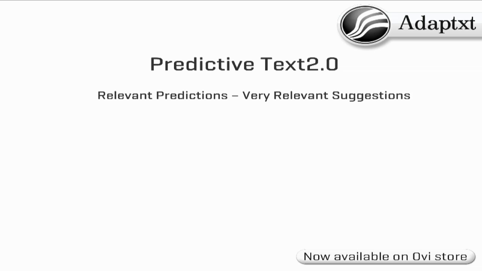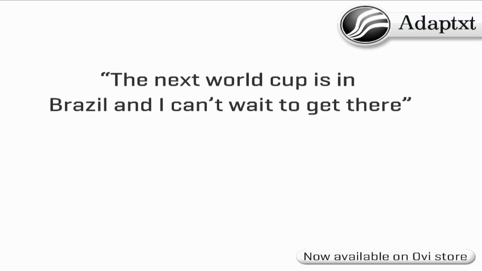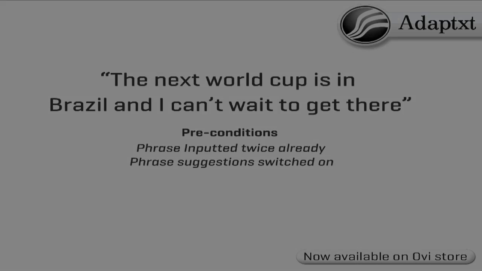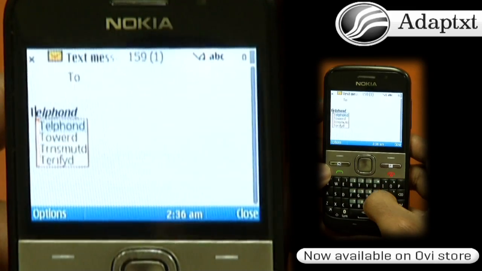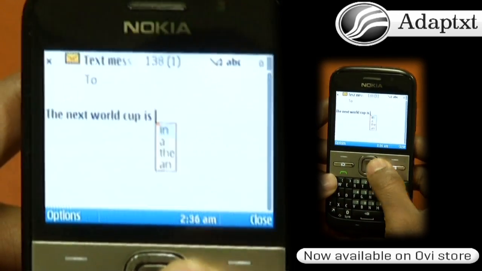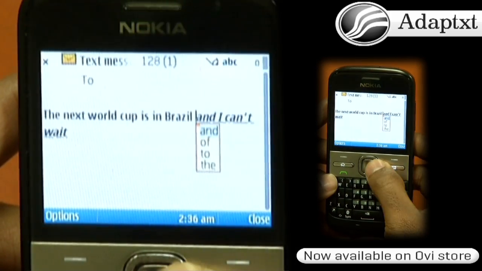Let's try another example. The next World Cup is in Brazil, and I can't wait to get there. I've typed this sentence twice on the device already, and I switched on the phrase suggestions option. Let's see if it can predict the same. There you go, and it does.